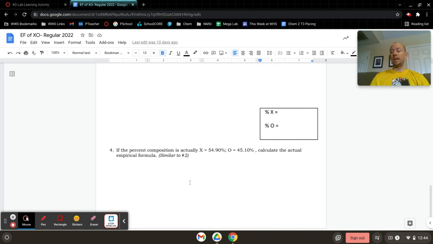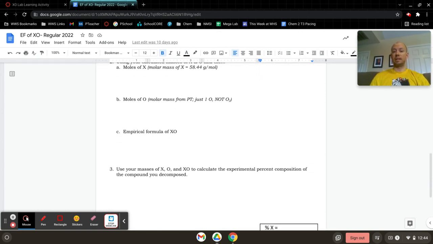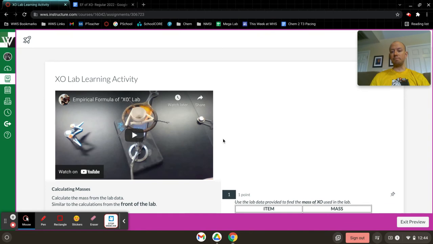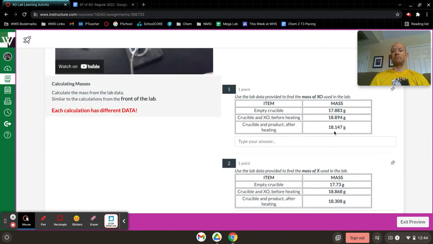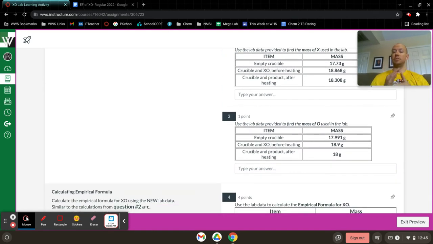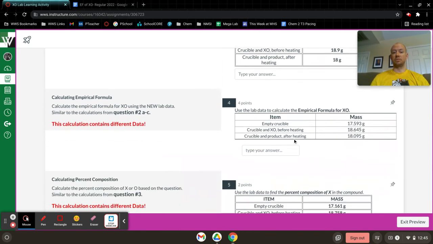Right here, it has us do another empirical formula. It's the same idea from up here. We go amount to moles and divide by the smaller amount. So we've got all of that. But right here, we're doing the same idea. Each one has different data, but these are just our subtractions. The mass of this, the mass of this. So think about what I just showed you and what you did on yours to get those. So it's just some subtractions of these values.